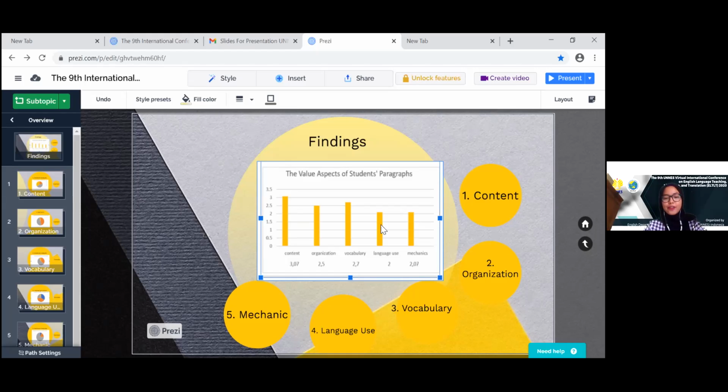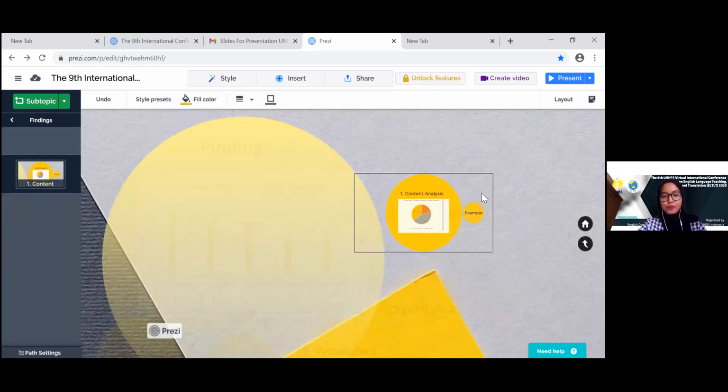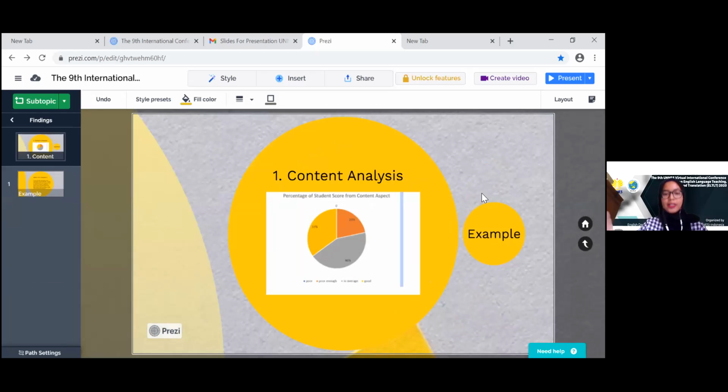And then after that, they have also many errors in mechanical problems, such as spelling, capitalization, punctuation, and so on and so forth. Actually, there are a lot of examples that we have taken from the students' work. But we only show you one example only. So these are the content analysis that we got from the students' work.